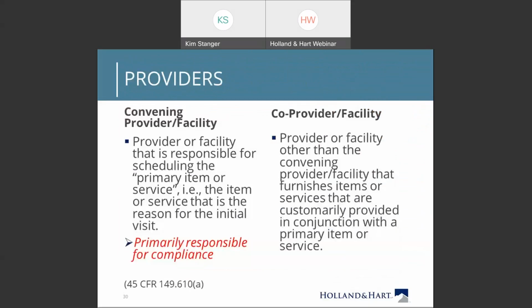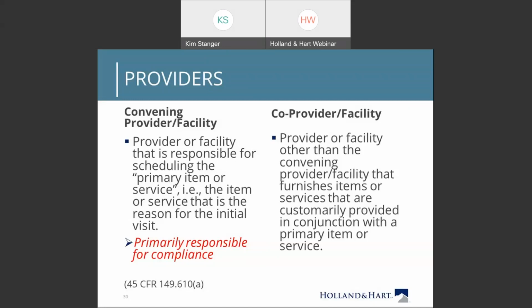Well, what does this new rule require? Well, it requires convening providers to do certain things. In order to understand the rules, though, we have to define what a convening provider is as compared to a co-provider. A convening provider or facility is the provider or facility that is responsible for scheduling the primary item or service. That is, the item or service that is the reason for the initial visit. So if a patient shows up at a hospital, that hospital is the convening provider or facility.